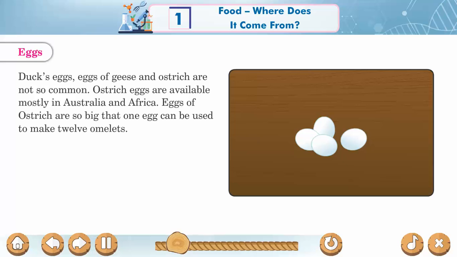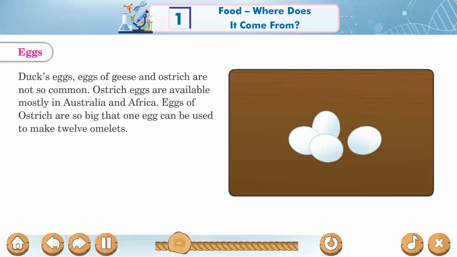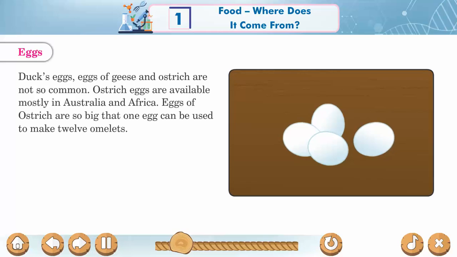Duck's eggs, eggs of geese and ostrich are not so common. Ostrich eggs are available mostly in Australia and Africa. Eggs of ostrich are so big that one egg can be used to make 12 omelets.